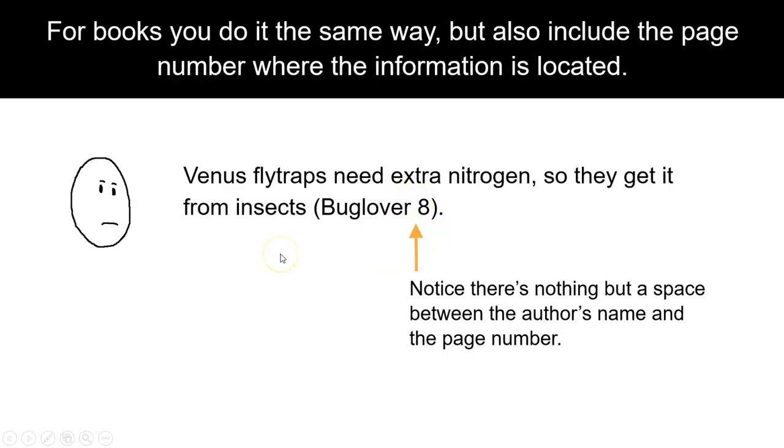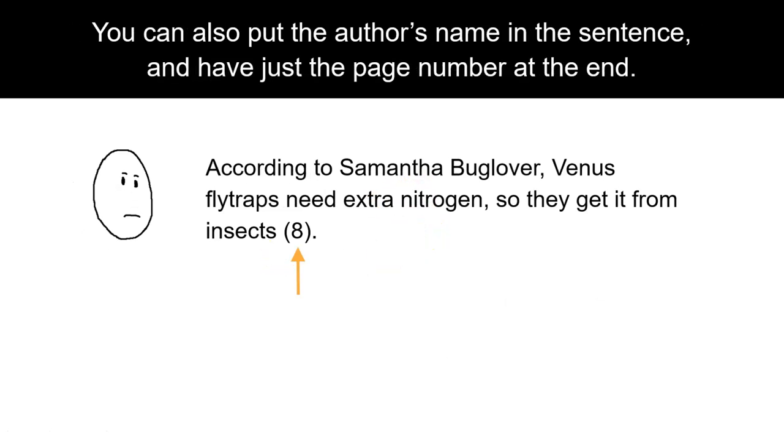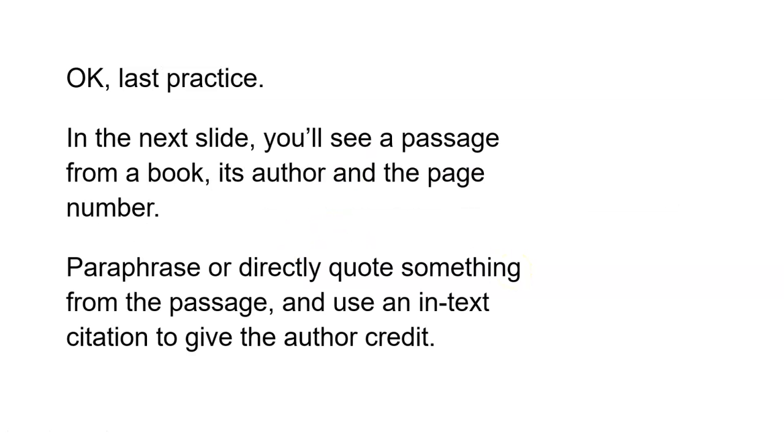That's all we need. You can also put the author's name in the sentence, just like we learned to do, and start off with a transition like this, according to Samantha Bug Lover, and then just put the page number at the end. That works too.